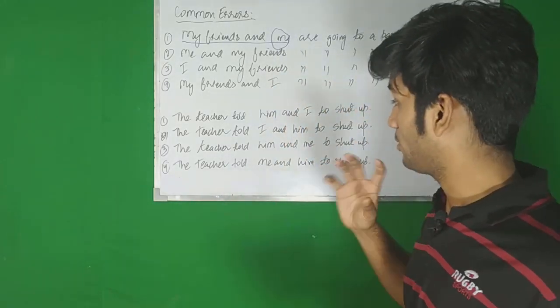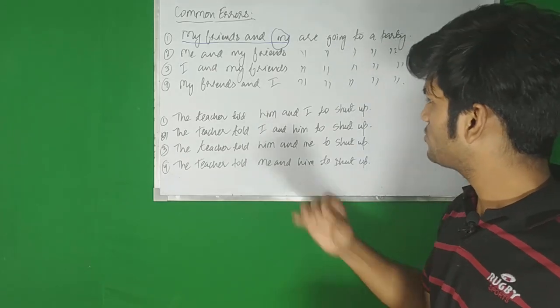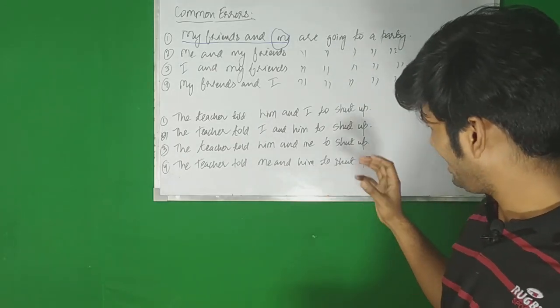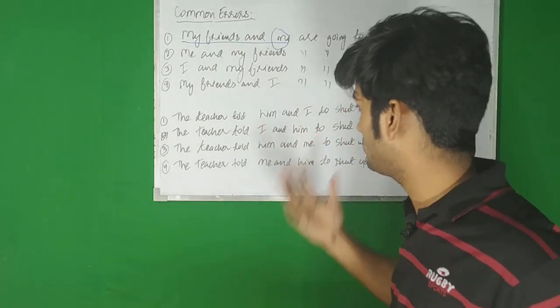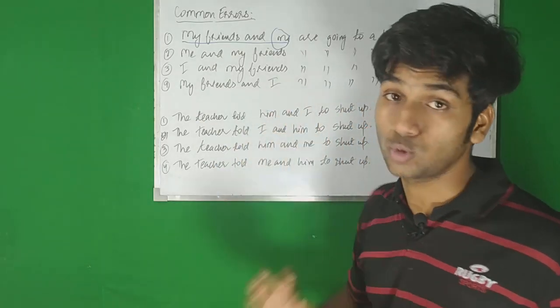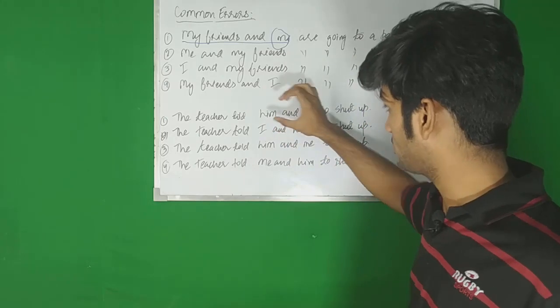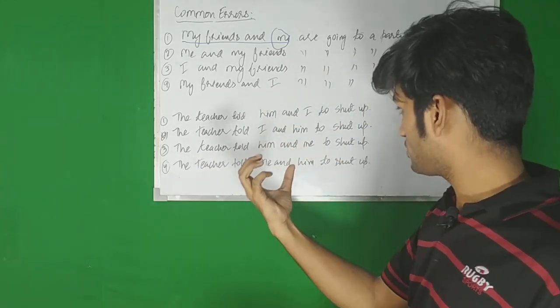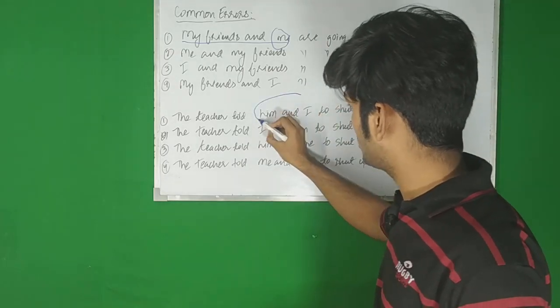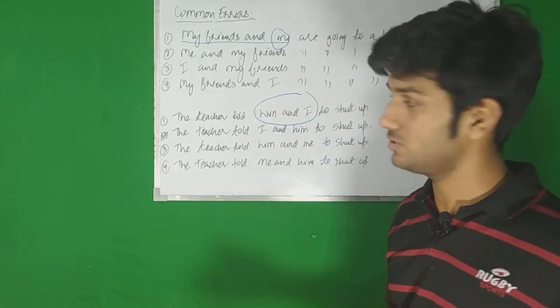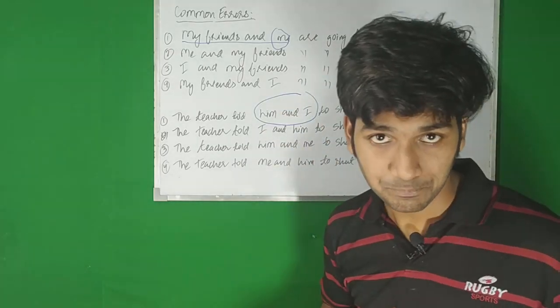Now let us talk about example number 2. The teacher told him and I to shut up. Him and I, what is the subject? The teacher. I mean, very simple. What is the verb? Told. Very simple. And whatever comes after the verb told is my object. Not everything, but this is my object, him and I. Told whom, right? When you ask this question, you get your object, him and I.